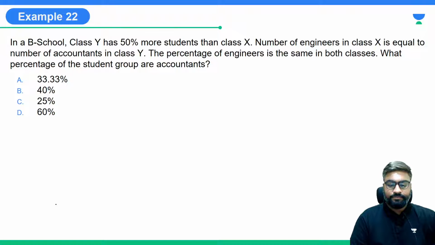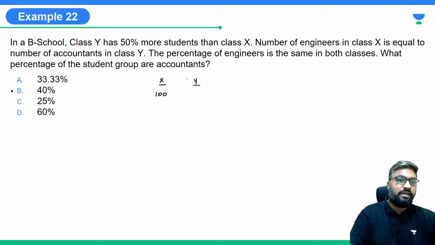Answers, anybody? Essay, he says B, 40%. All right, let's do this. So there are two classes, X and Y. Let's say if X has 100 students, then Y will have 50% more students than X, 150. So together X and Y, they have 250 students.